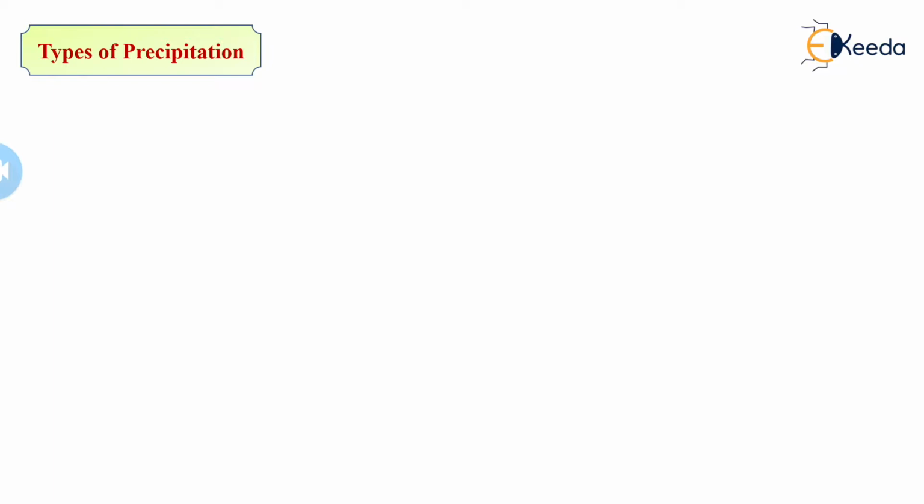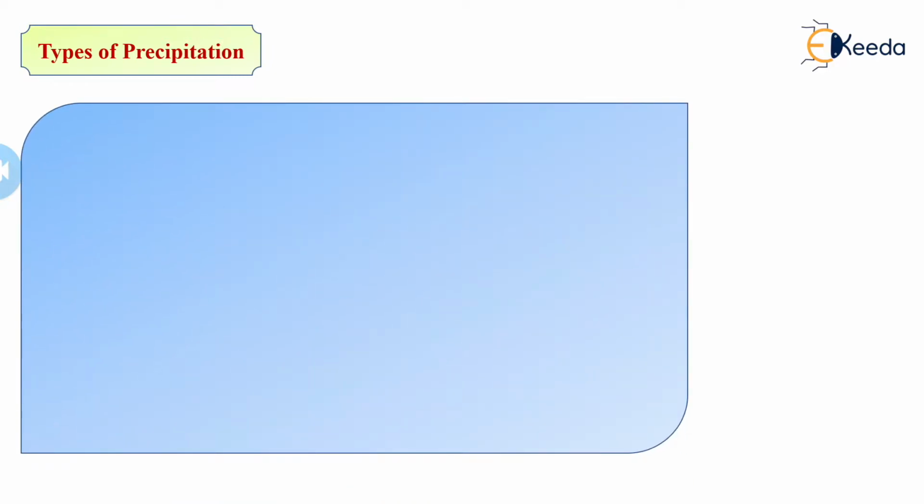Generally, these types of precipitation are classified according to the factors which are responsible for lifting the air masses. Based on this, we have four types of precipitation: the cyclonic precipitation, convective precipitation, then orographic precipitation, then precipitation due to turbulence eddies. So let's deal with our first precipitation type, that is cyclonic precipitation.